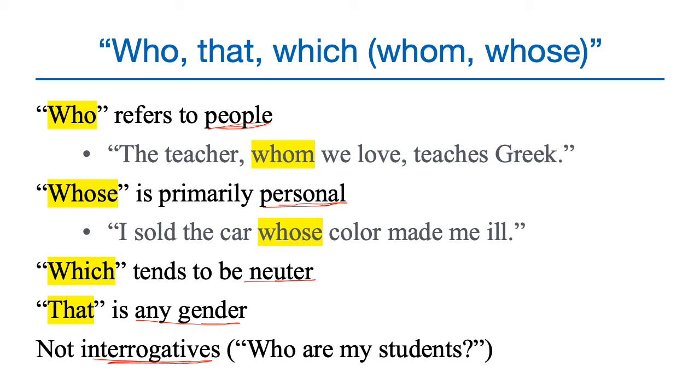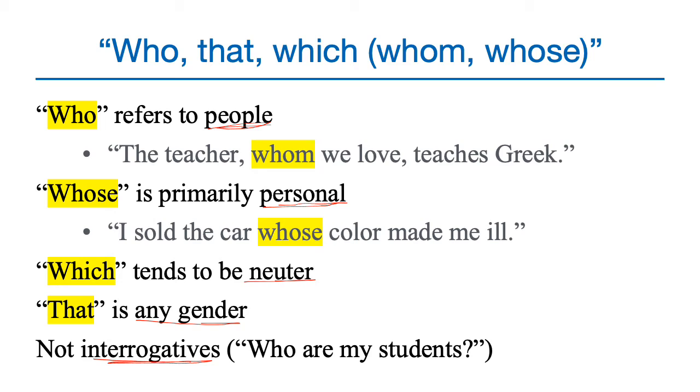In English, the words who, that, which, whom, and whose are relative pronouns. The relative pronoun who refers to people. You can never say who referring to a dog or a tree. Who refers to people. You can say, the teacher whom we love teaches Greek. I hope that is true of me. So, the teacher whom we love. The word whom is a relative pronoun that refers to teacher, and it refers to a person, not a thing.